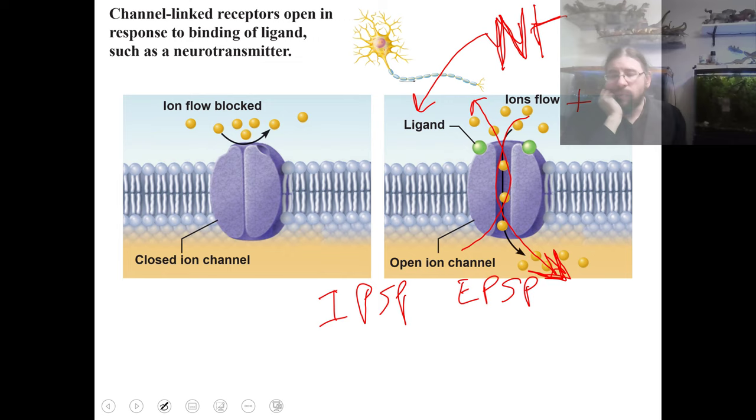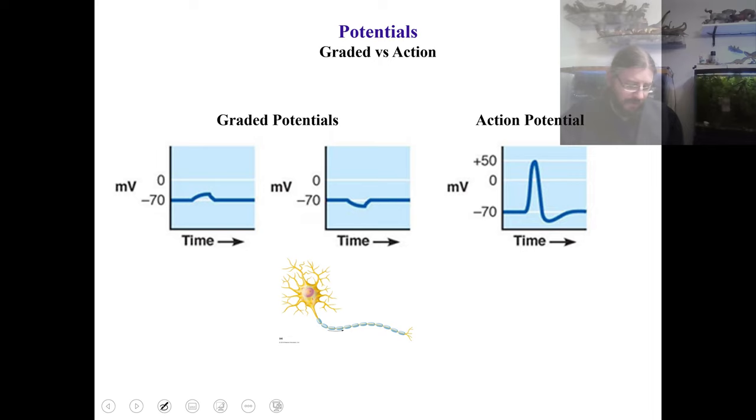Inhibitory causes it to become more negative. Excitatory causes it to become more positive. It's a graded response because these are fundamentally sub-threshold until you get enough together to reach threshold. So there's your graded. This is an excitatory postsynaptic potential, sub-threshold. Here's an inhibitory postsynaptic potential. So there you go.